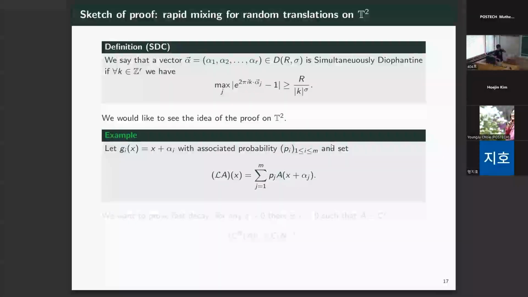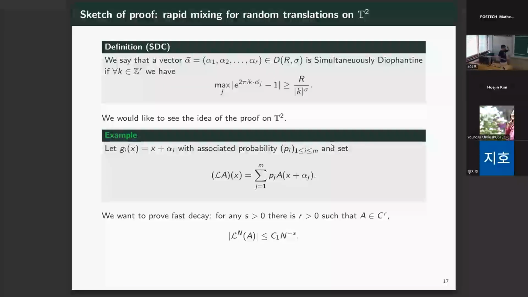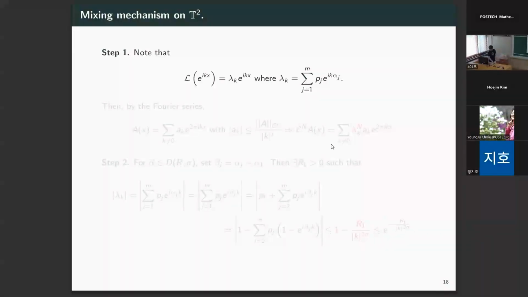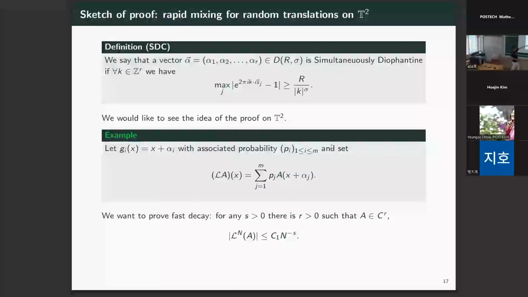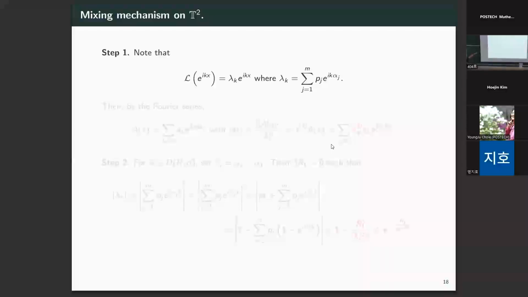So in the case of the torus, I will just write our G sub j as a translation, x plus alpha j. And then we just average. So now we want to prove that for any s, it decays like n to the minus s. So the first step is I will consider e to the ikx because I want to use some Fourier analysis. If you apply just this part, then you can write lambda sub k as an eigenvalue, and e to the ikx is an eigenfunction. So you can write lambda k in the following way.